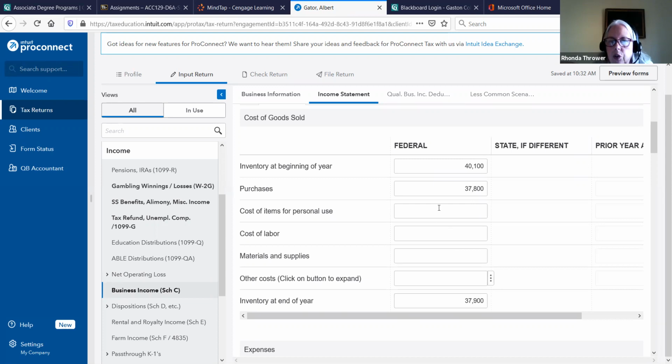And so if you took your beginning inventory, you added your purchases to that, and then you subtracted what you had left over at the end of the year, it will leave you with the cost of goods sold in the amount of $40,000.